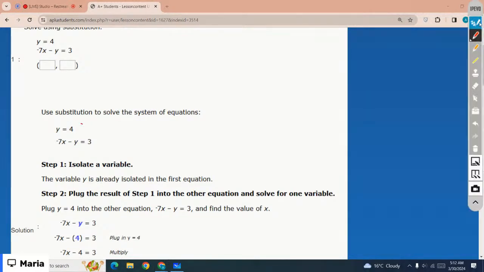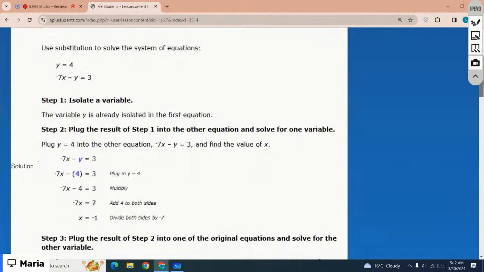So the first step is you need to isolate the variable, but here you can see the variable is already isolated. Isolation means the variable is on one side and the rest of the things are on the other side. So you can see the variable y is on one side and on the other side you have just a 4, so y equals 4. You simply have to substitute y equals 4 in the second equation, right? Just replace the y with the value.